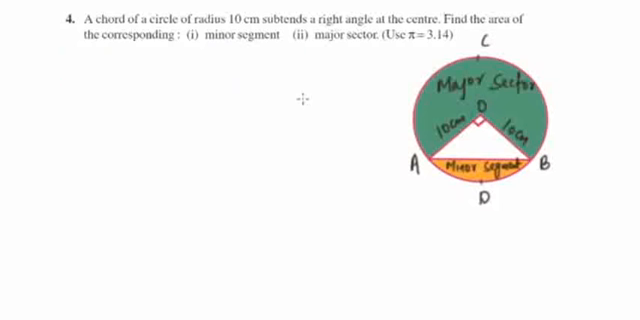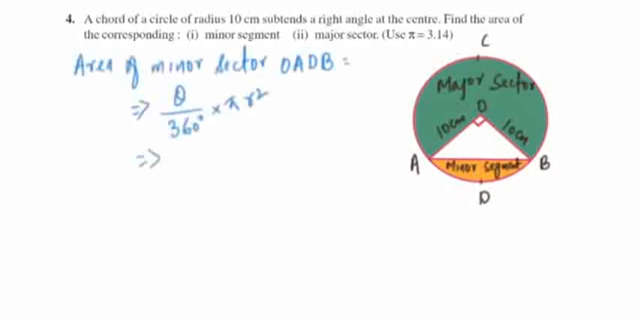Now in the next part we have to find the area of the minor segment. To find the area of the minor segment, we can find the area of the minor sector, and after finding the area of the minor sector, we can subtract the area of the triangle from it. So we'll get the area of the minor segment, that is in yellow. So let's find the area of the minor sector, that is OADB.